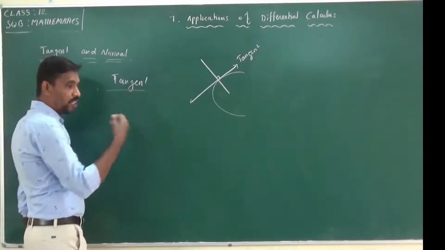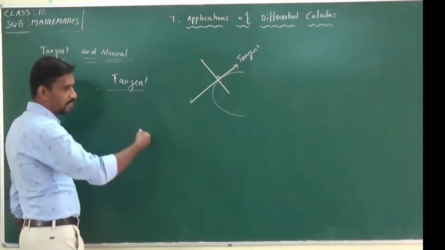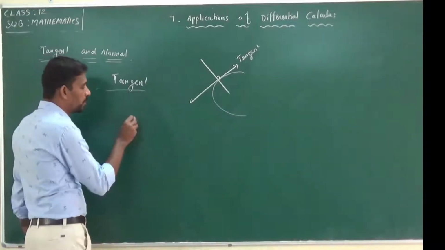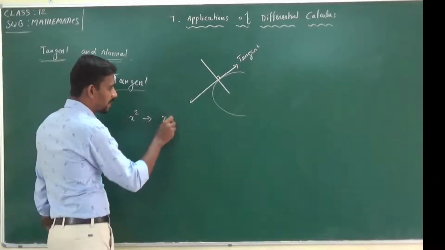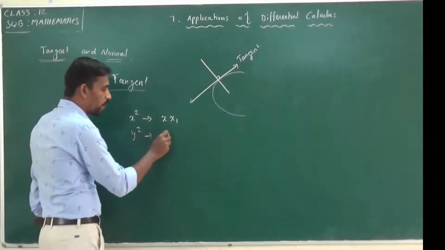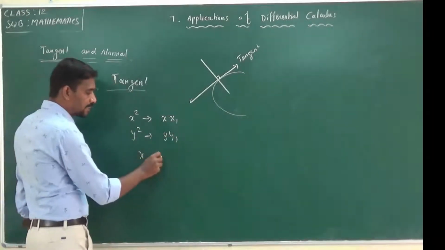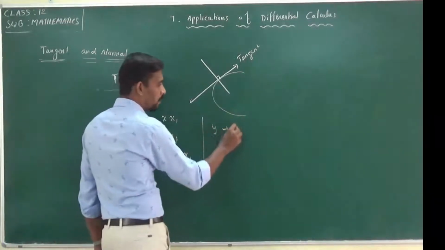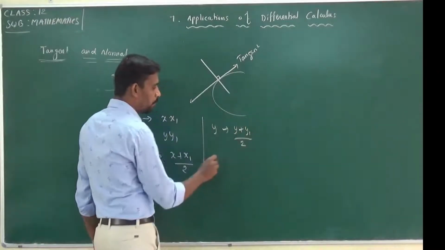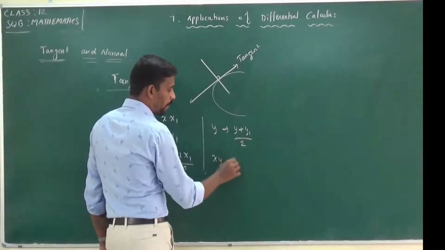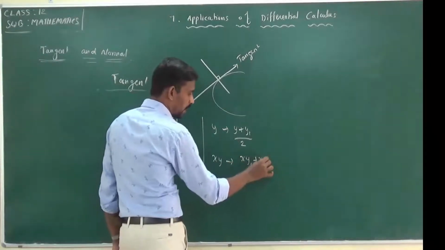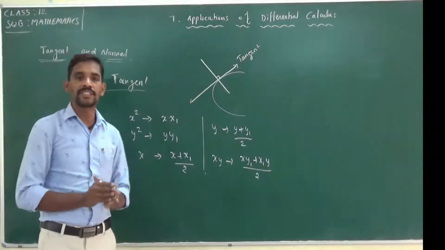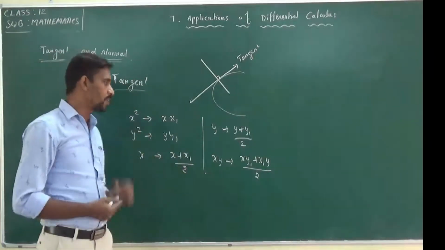Generally, without differentiation, that is in volume 1, we can find the tangent equation for any curve using x square as xx1, y square as yy1, x as x plus x1 divided by 2, y as y plus y1 divided by 2, and xy as xy1 plus x1y divided by 2. So we can easily find the tangent equation to any curve without differentiation.